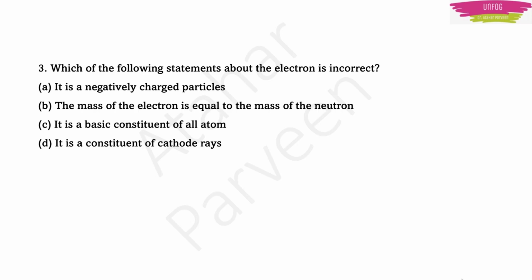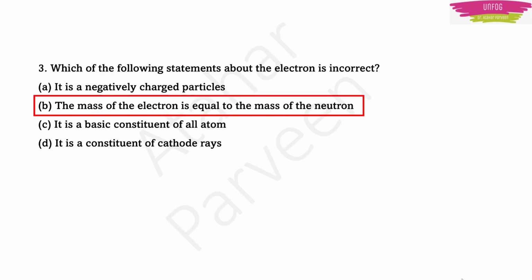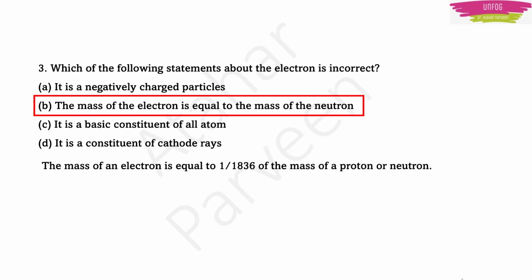Next question, which of the following statements about the electron is incorrect? It is a negatively charged particle, the mass of the electron is equal to the mass of the neutron, it is a basic constituent of all atoms, it is a constituent of cathode rays. All this is correct, but the mass of the electron is not equal to the mass of the neutron. In fact, the mass of the electron is 1 by 1836 of the mass of a proton or neutron. It is very much smaller than a proton or neutron. This point I didn't say in class, but then you never know, they may ask this type of question also, because we are talking about atomic models in this class, right? Okay.